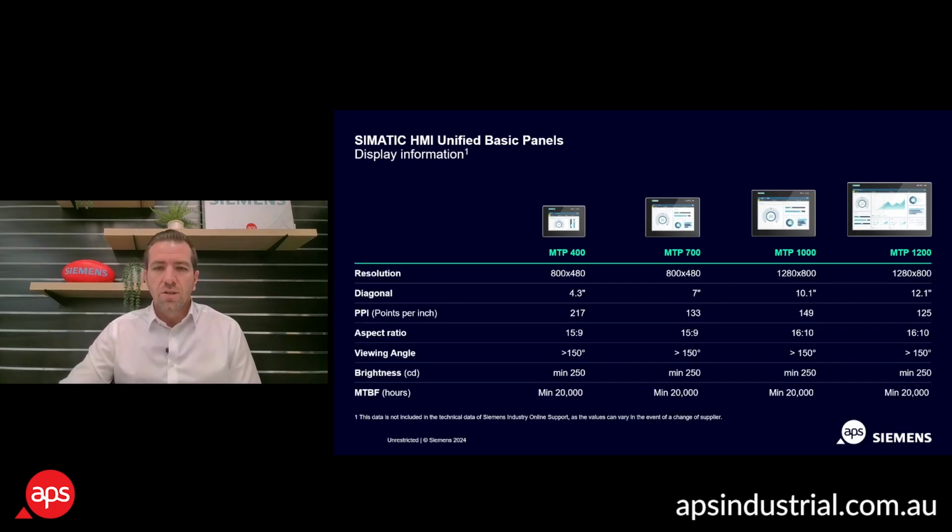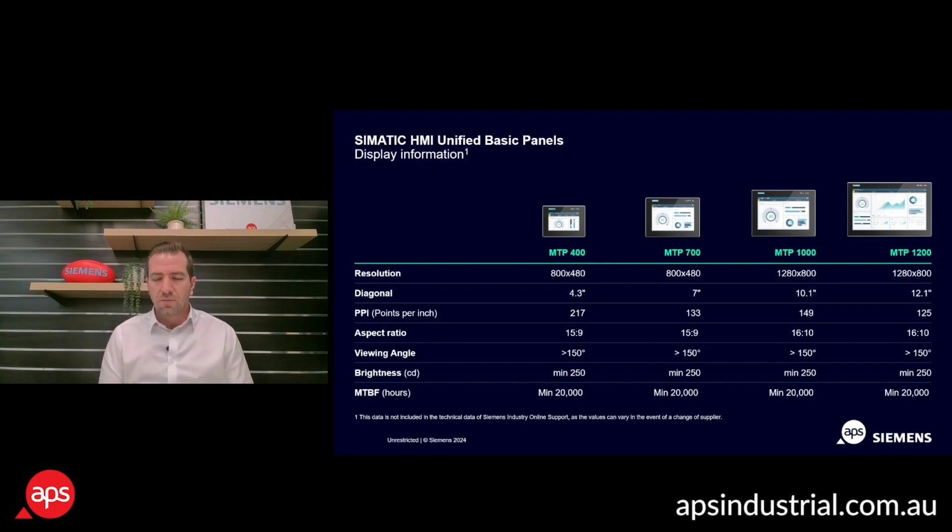Right, some of the display information. Just to note, this display information is all correct at the time of recording this. However, it could change going forward depending on if there was a change of supplier for these panels. So the resolutions for the two smaller panels being 800 by 480, for the two larger panels being 1280 by 800. The diagonal sizes, 4.3 inch for the 4-inch panel, 7 inches for the 7-inch panel, 10.1 inches for the 10-inch panel, and 12.1 inches for the 12-inch panel.